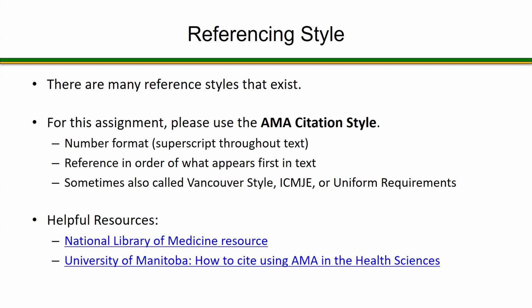And in the reference list at the end, you will put them in the order of how they appear in your text. AMA is sometimes also called Vancouver style, ICMJE, or uniform requirements. They have a bit of an identity crisis. They have multiple names, but they all mean the same citation style.